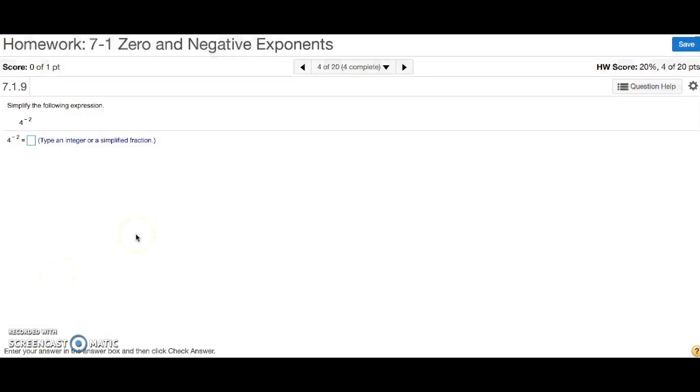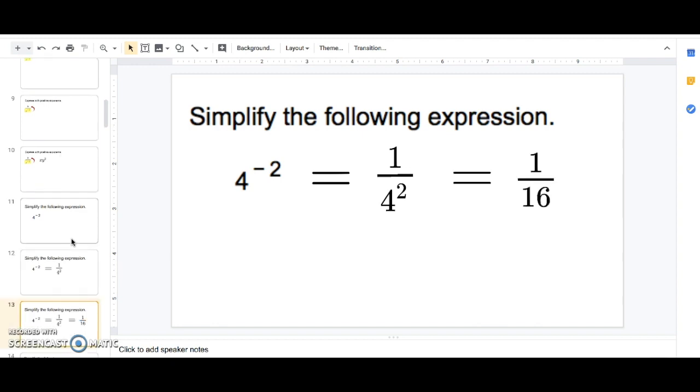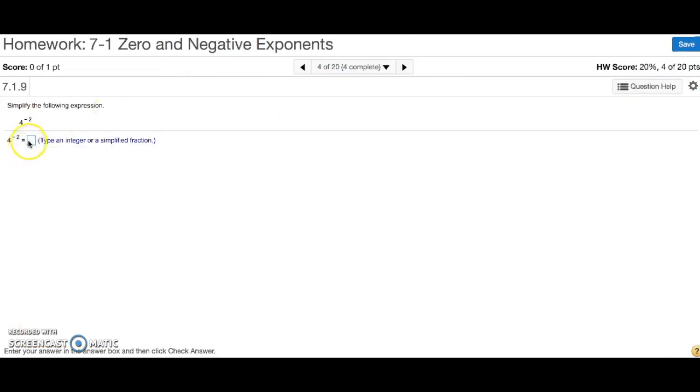Number 4, it is asking you to simplify the following expression, which is 4 to the negative 2 power. So again, remember, we cannot have a negative exponent. So when I have a negative exponent with a number, I have to write it underneath 1 and make the exponent positive. So then 4 squared would be 16. So my answer would be 1 over 16 for number 4.